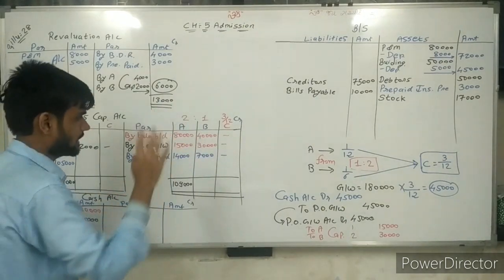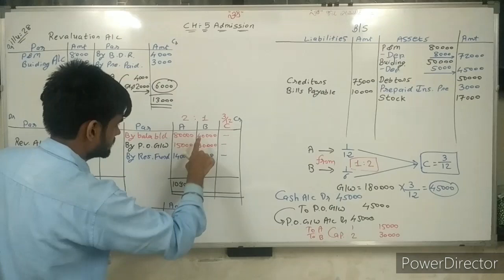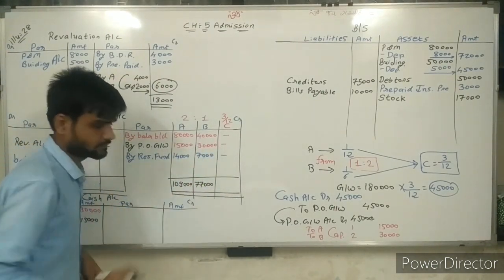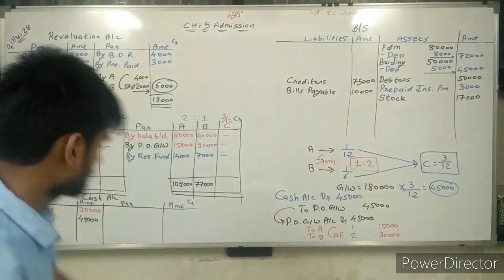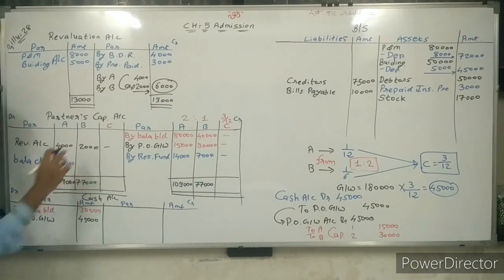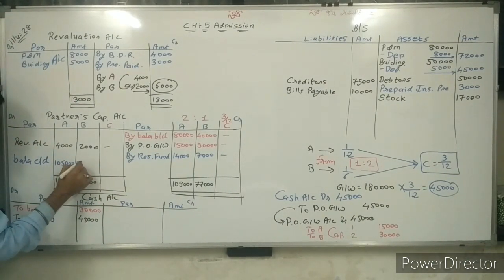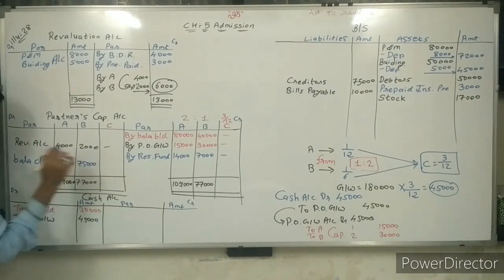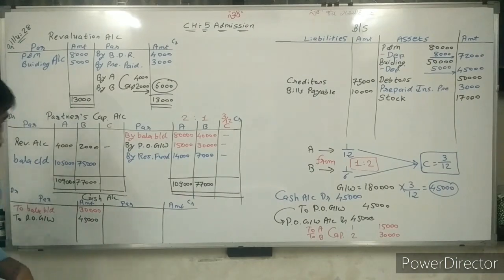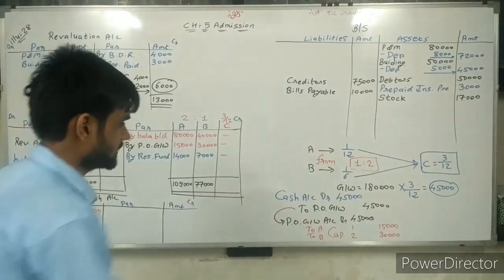Same way we are closing B's account also. 77,000. Here also 77,000. Deducting 2,000, 75,000 is my balance. Now, first I am clearing the board here.